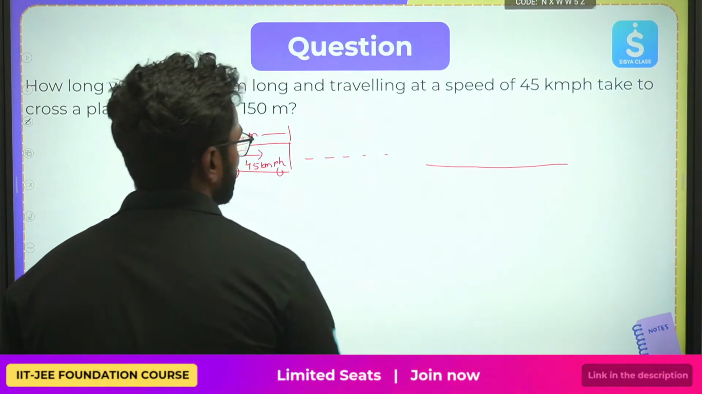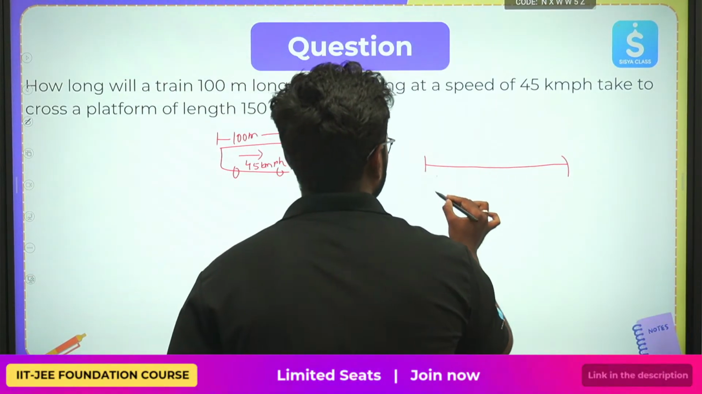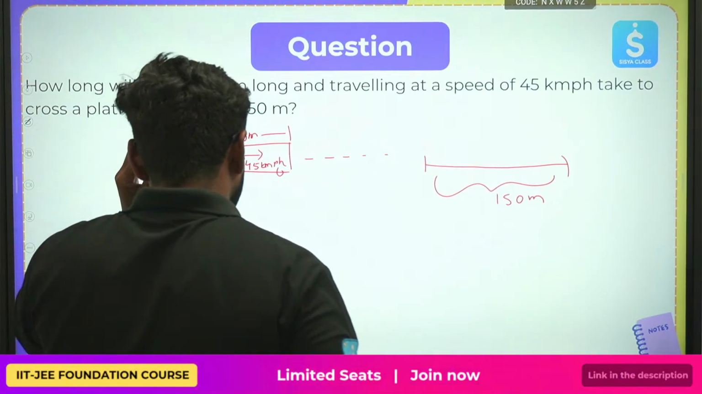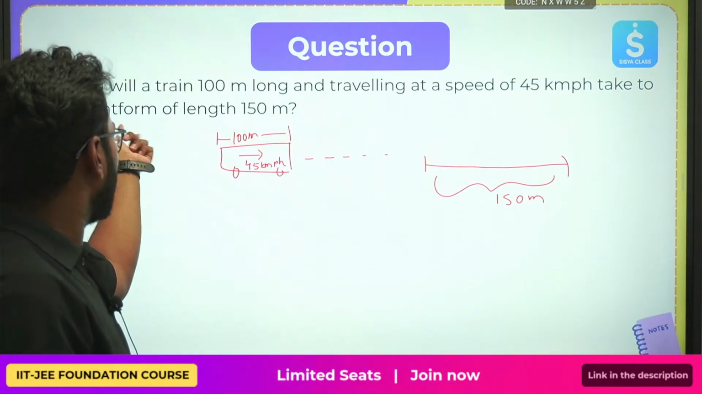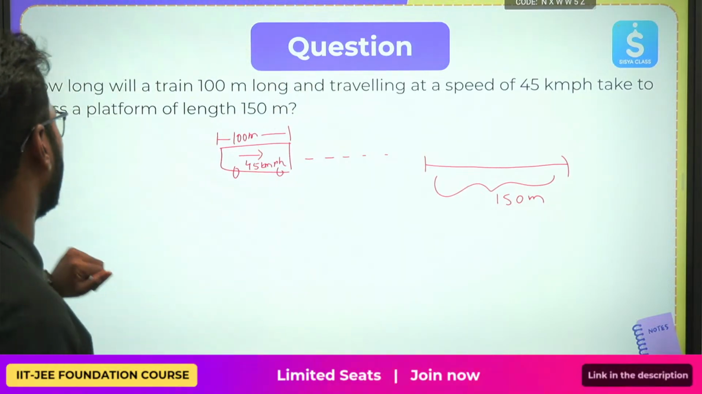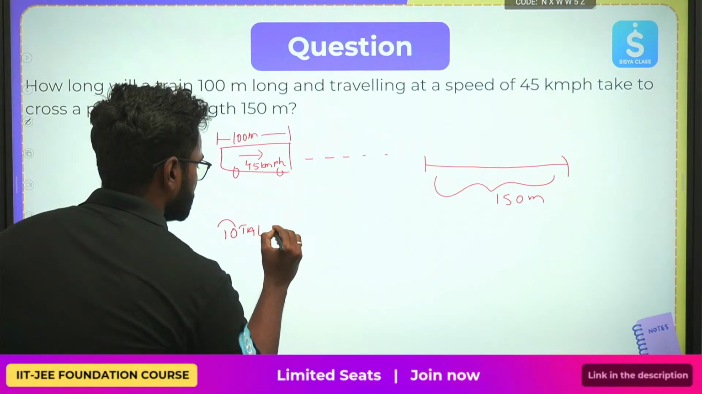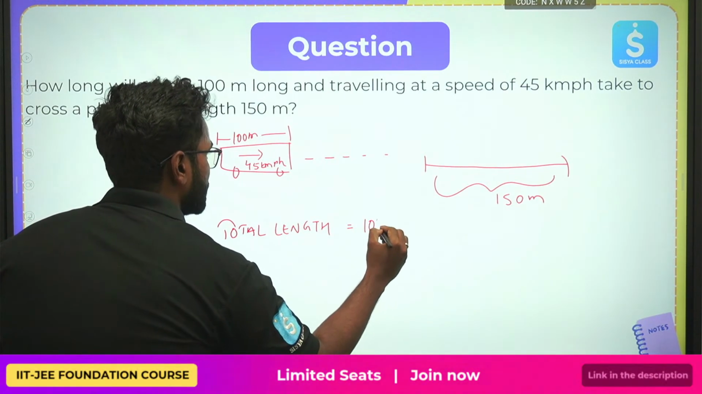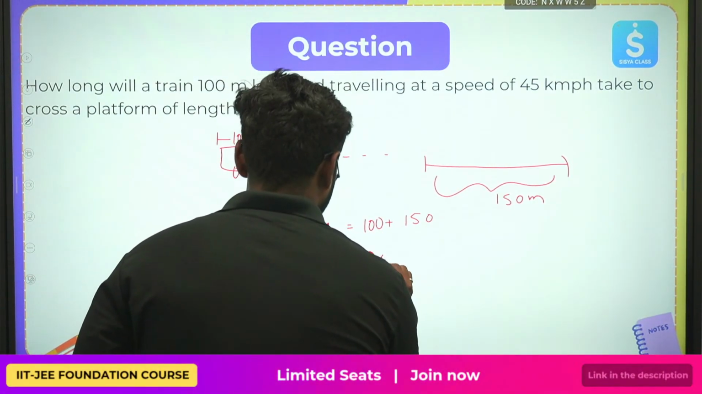So this is moving like this with 45 kmph. Now you have a platform. You don't know the distance, so you can take anything. You can just consider it platform. The platform length would be 150 meters. Okay. Platform length is 150 meters. So what we have studied, if it's crossing a platform of length, it needs to cover both the train length and the length of the platform, right? So total length would be 100 plus 150, that should be 250.